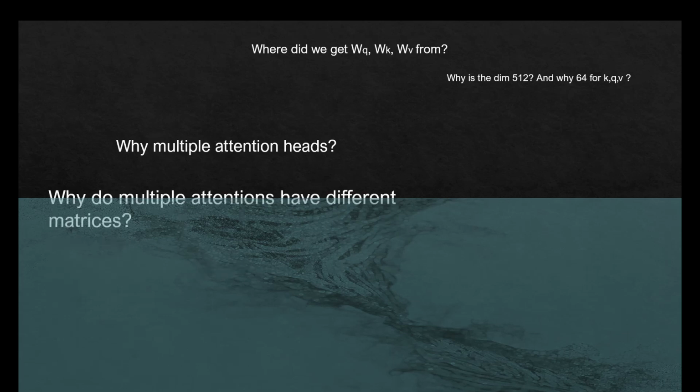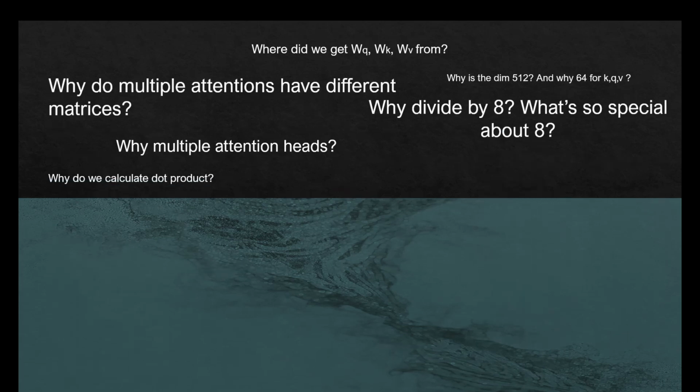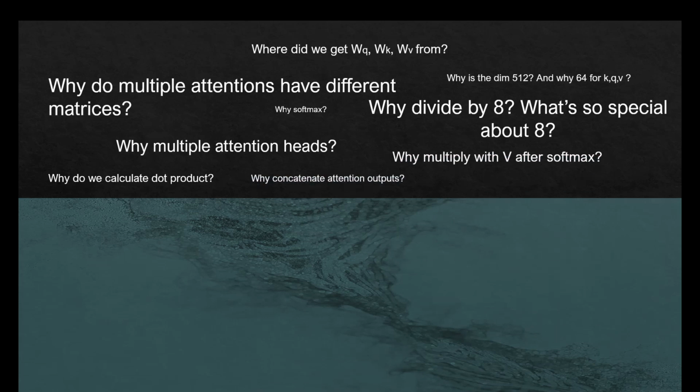Okay. Alright, but where did we get the weight matrices from? Why is the dimensionality 512 and what is 64? Why does it matter? What are multiple attention heads? Why do they have different matrices? How do we calculate the dot product? Why divide by 8? Why softmax? Why can't we just do blah blah blah? So many questions. Okay, let's start with the first one.